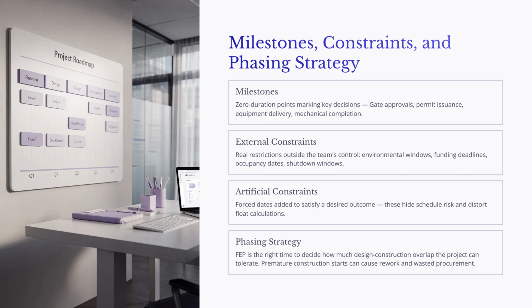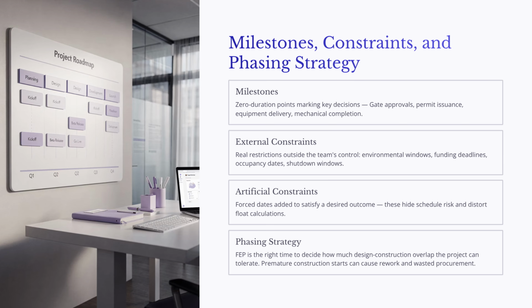Constraints are different. A real external constraint is something outside the project team's control, such as an environmental work window, a funding deadline, a school occupancy date, or a shutdown window in an operating facility. Artificial constraints are more dangerous. These are forced dates added to make the schedule appear to meet a desired outcome. They can hide schedule risk, distort float calculations, and create false confidence.